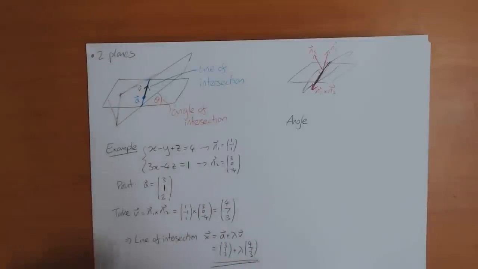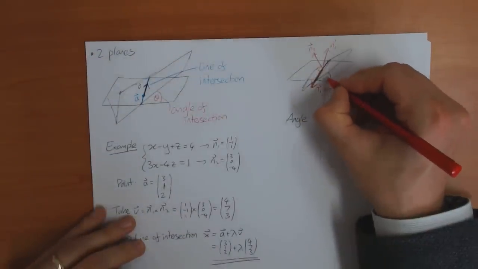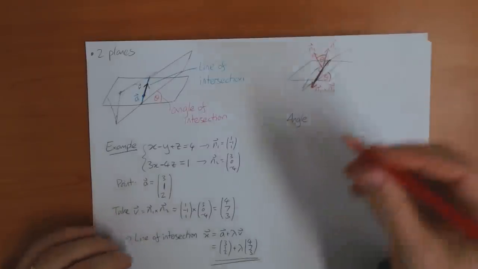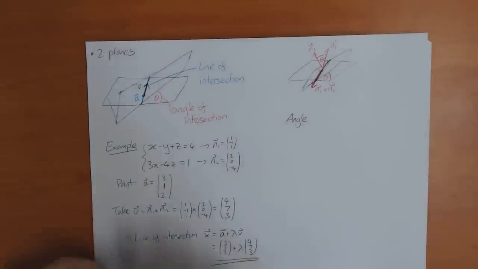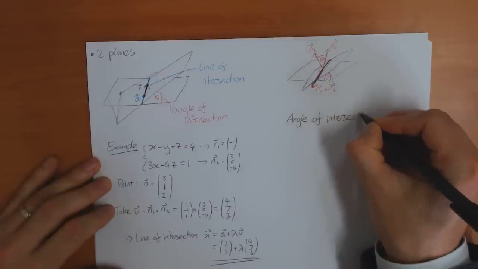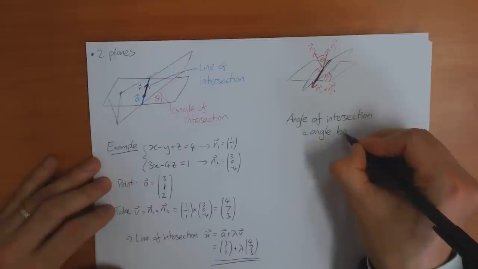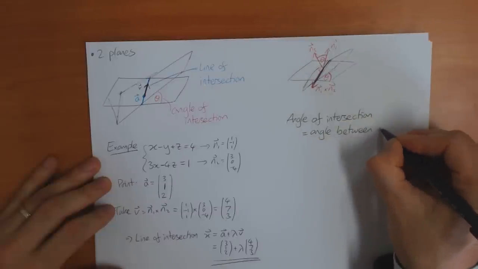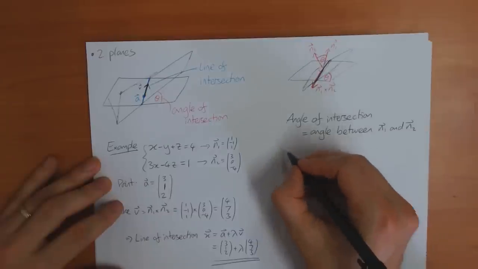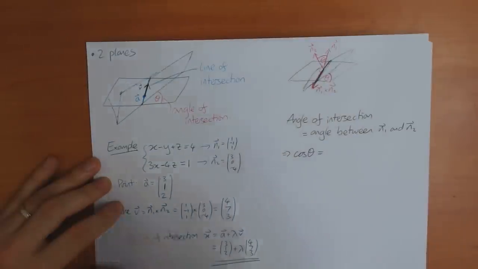This also you can do using the normals, because you can see from here the angle of intersection, theta, is the same as the angle between the normals, theta. So the angle of intersection is just equal to the angle between the normals, and we know that this means we can write it in terms of the scalar product.